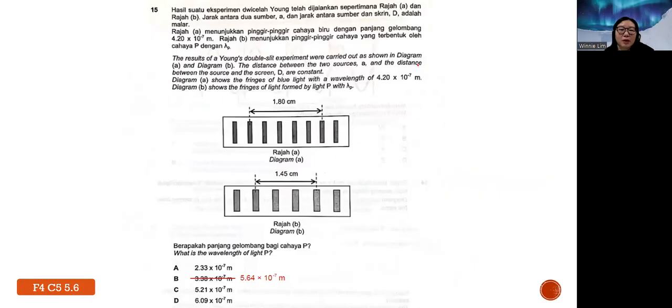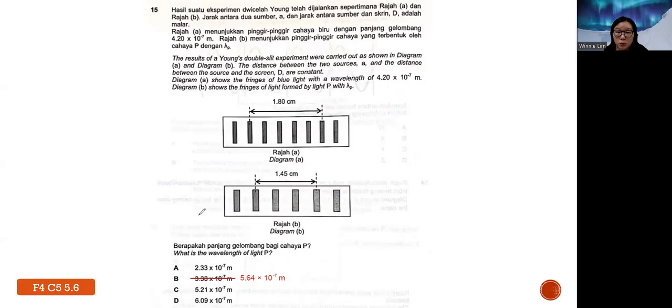15. The result of a Young's double slit experiment were carried out as shown in diagram A and diagram B. And the distance between the two slits a and the distance between the slits and the screen D are constant. Diagram A shows the fringes of blue light with wavelength 4.2 times 10 power negative 7 meter, while diagram B shows the fringes of light formed by light P with lambda P. So what is the wavelength of light P? Okay, so for this idea, of course, it's sort of like telling you the answer, because there is an error in these questions. So actually, you no need to calculate. You also know the answer is supposed to be B.